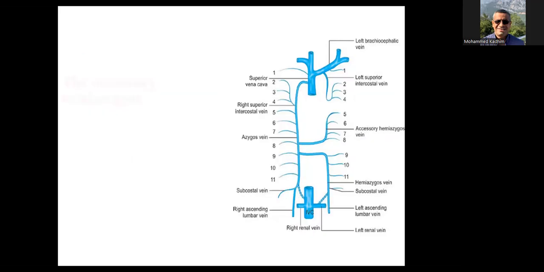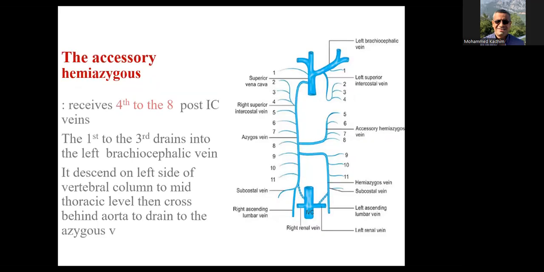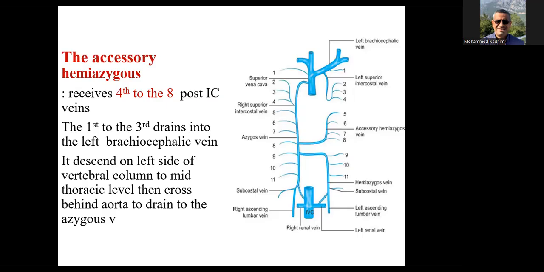Accessory hemizygous vein receives the 4th to 8th posterior intercostal veins, and the first to third drain into the left brachiocephalic vein. Its descent is on the left side of the vertebral column to mid-thoracic level, then it crosses behind the aorta to drain into the azygos vein, approximately at the level of T8.